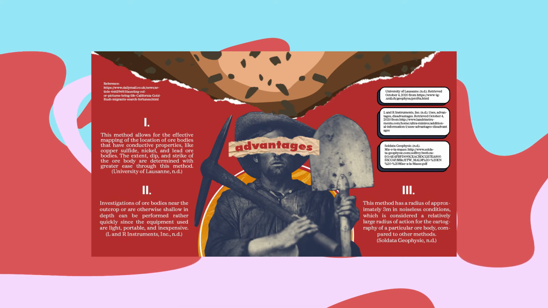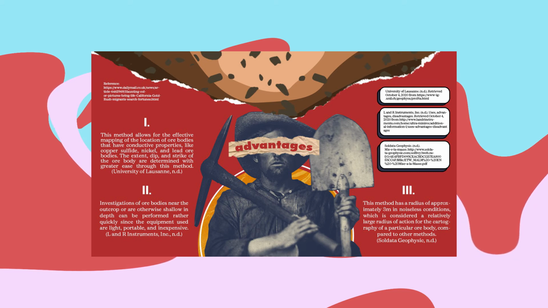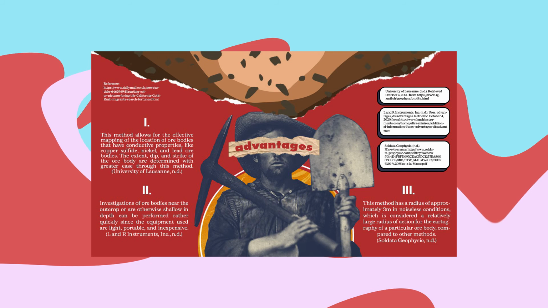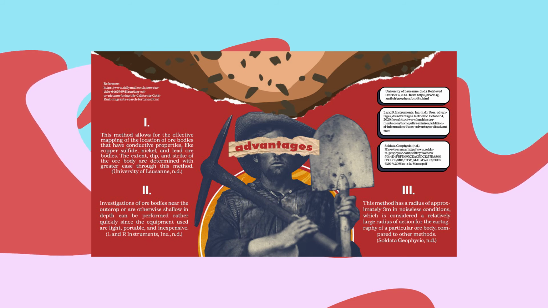Another advantage of this method is that investigations of ore bodies near the outcrop or otherwise shallow in depth can be performed rather quickly, since the equipment used in Mise-A-La-Masse is light, portable, and inexpensive. Said equipment consists of just transmitters, receivers, and the occasional borehole if the ore body to be investigated is at a deeper depth. Lastly, this method has a radius of approximately 3 meters in noiseless conditions, which can be considered a relatively large radius of action for the cartography or the mapping of a particular ore body's structure and geometry, as compared to the radius of other methods.